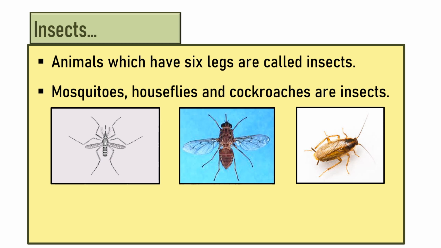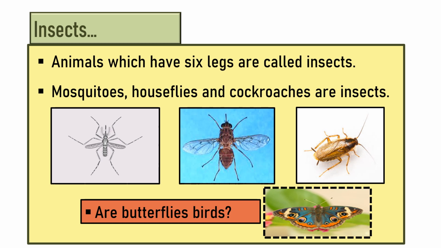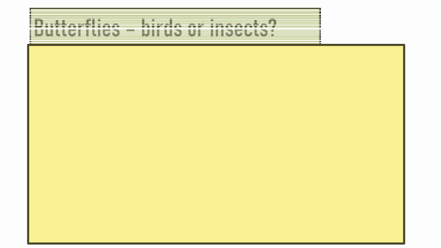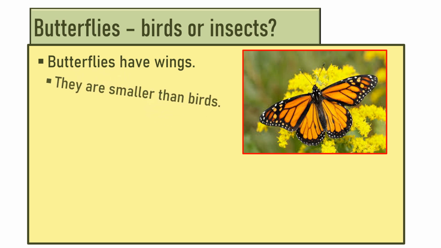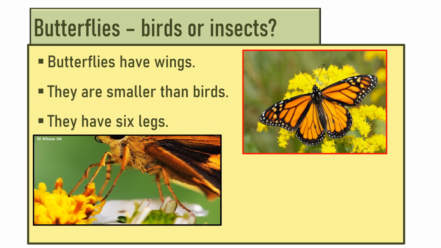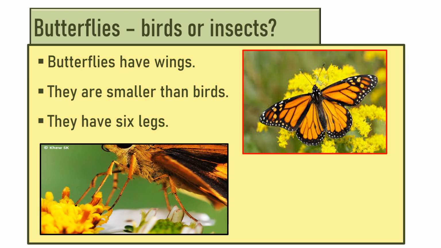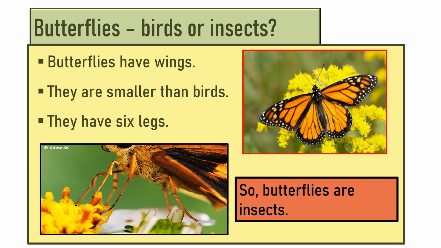Now, what about the butterflies? Are butterflies birds? Butterflies have wings. That is why this confusion comes. They are smaller than birds, and the most important characteristic is they have 6 legs. Can you count the 6 legs of this butterfly in this picture? What does that mean? Butterflies are insects.